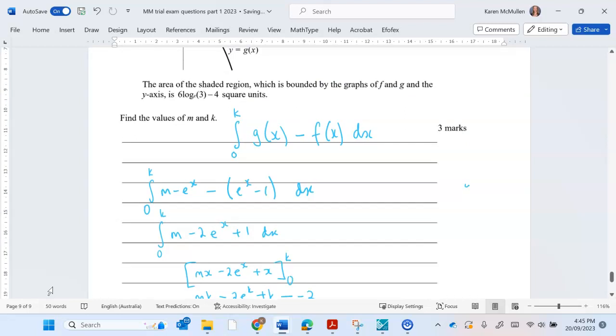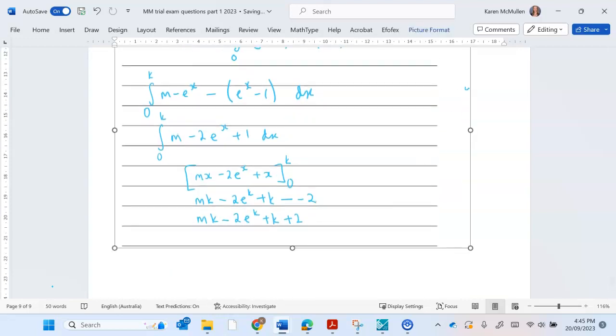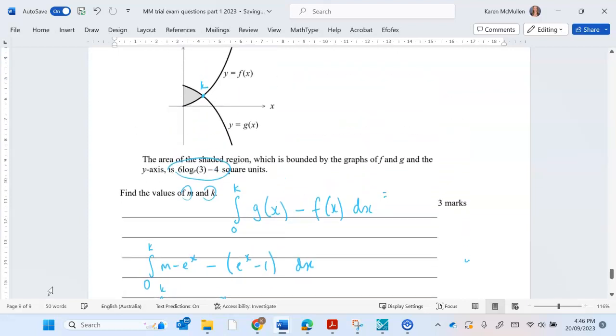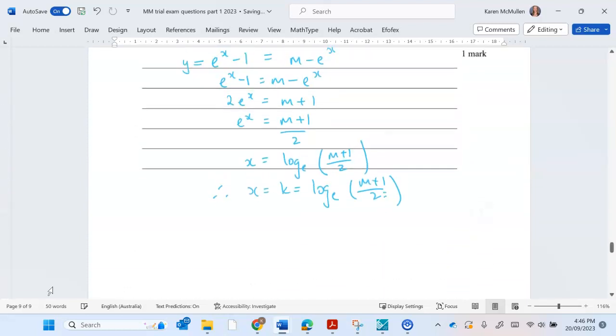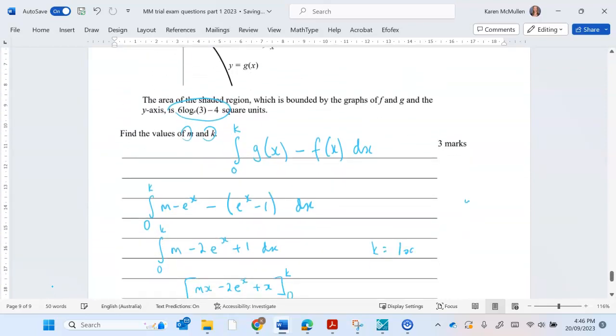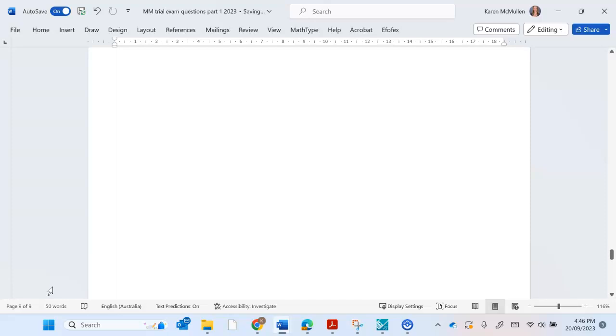So in the question, it tells us that that is equal to 6 log base e 3 minus 4, and the question actually asks to find the values of m and k. So let's make that equal to 6 log base e of 3 minus 4. Now do recall what we had earlier for k: log base e of (m plus 1) over 2. I've forgotten it already. M plus 1 over 2.